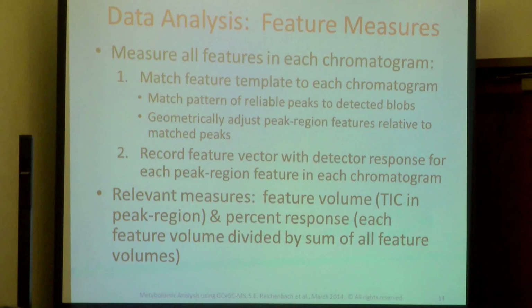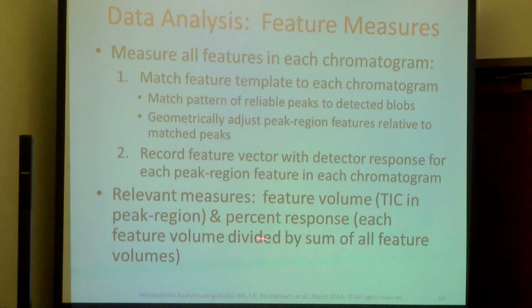And I'll show a table of that in just a moment. And in this case, we're just using what we call the feature volume. It's the 2D analog of a 1D peak area, focusing on the TIC, although you certainly can look for features according to the specific masses within each peak.